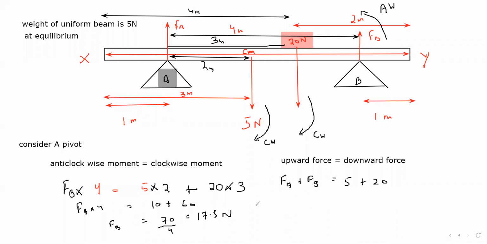FB we already know is 17.5. So FA plus 17.5 equals 25. Moving 17.5 to the other side, FA equals 25 minus 17.5. What's the final answer? It will be 7.5. So 7.5 Newton is the force FA. Is this example clear?